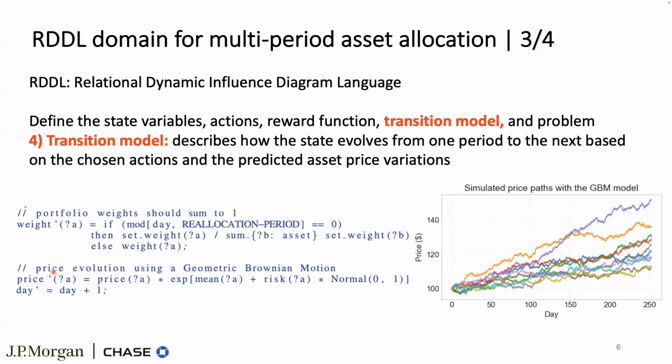I should stress that the next state variables are denoted using single quotation marks, like weight with the quotation mark on top is the next weight in the next state, and similarly the price with a single quotation mark on the top is the price of the asset in the next state, which is a function of the mean, which is a parameter associated with the asset, the risk, and times the normal distribution itself. So the day is very simple, it's just the next day.